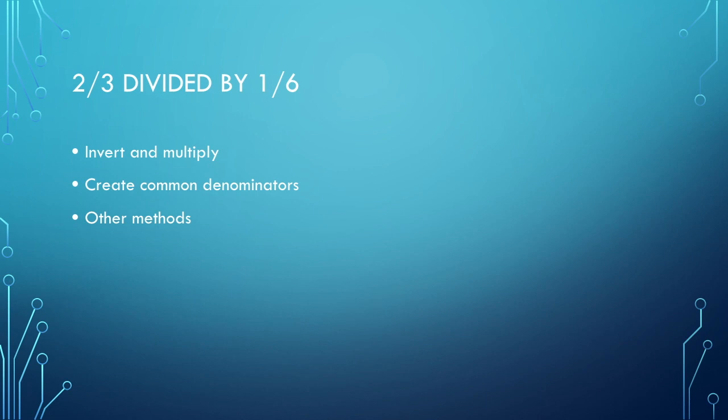I'm going to use the invert and multiply method for this. 2/3 divided by 1/6. You're going to change that to 2/3 times 6/1. So 2 times 6 is 12. 3 times 1 is 3, of course. So 12 divided by 3 is 4. You're going to get that for all the methods. If you don't, you did something wrong.